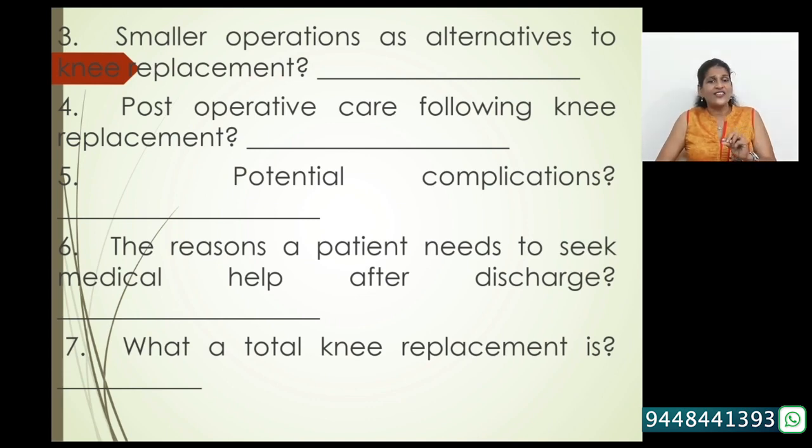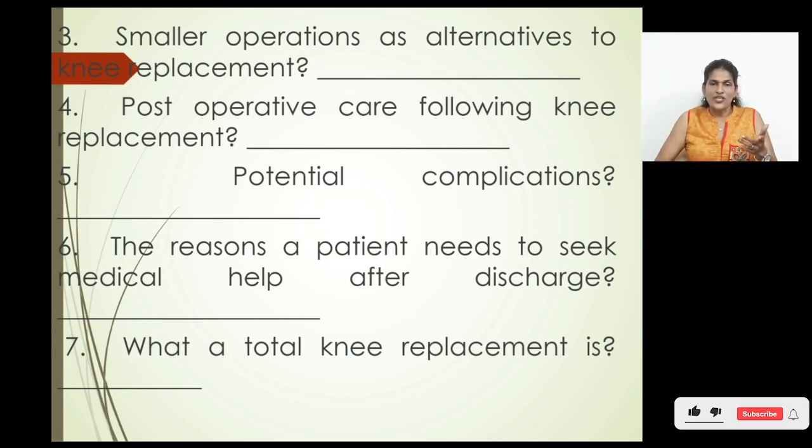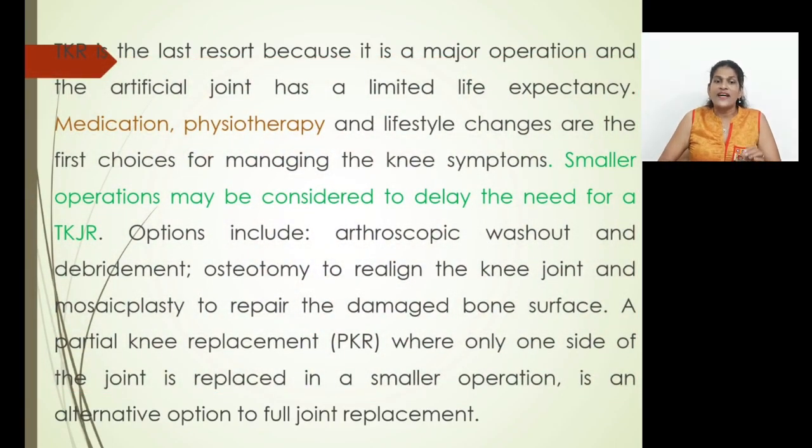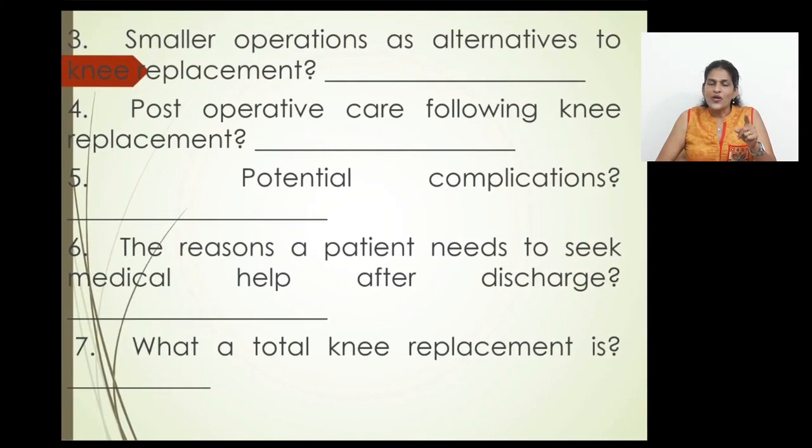Coming to the third question, smaller operations as alternatives to knee replacement. They are asking what other options there are for knee replacement. Where could we find this? We can find these options maybe in text A because they talk about knee replacement. There they say that smaller operations may be considered to delay the need for total knee joint replacement. What is the meaning of consider to delay? It's optional. It means there is an alternative. So that could be the answer. What letter are you going to put? That comes in A. So the answer is A.